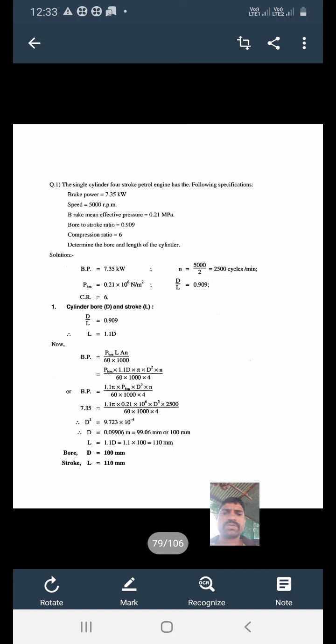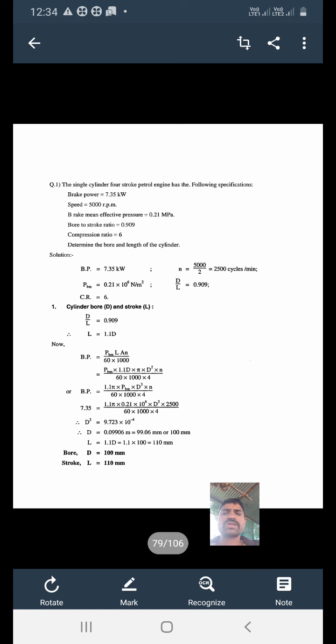each bit. See, first numerical, the single cylinder 4-stroke petrol engine has the following specification. You have given the brake power 7.35 kilowatt. Speed is given 5000 rpm. Brake mean effective pressure is equal to 0.21 MPa. Bore to stroke ratio means which ratio is given, bore diameter to the length of the stroke. This D by L value is given 0.909.